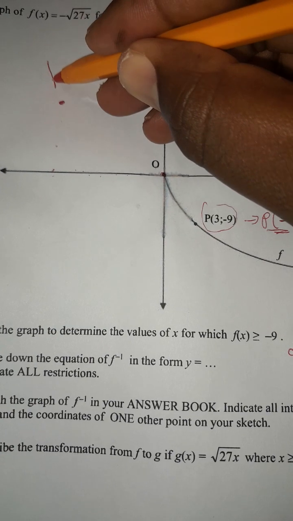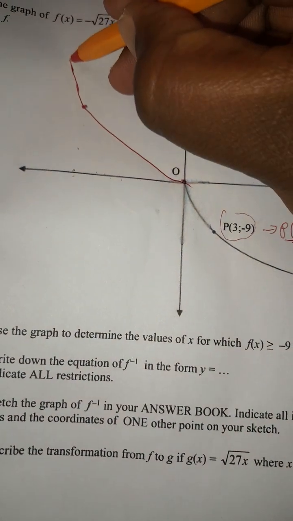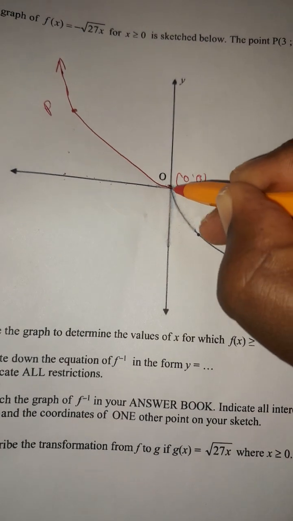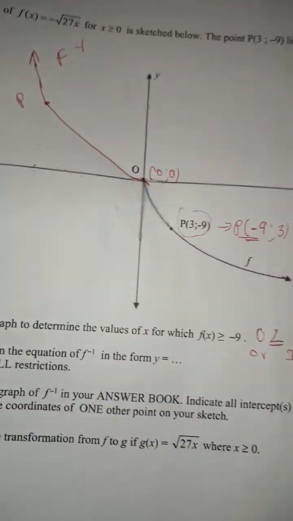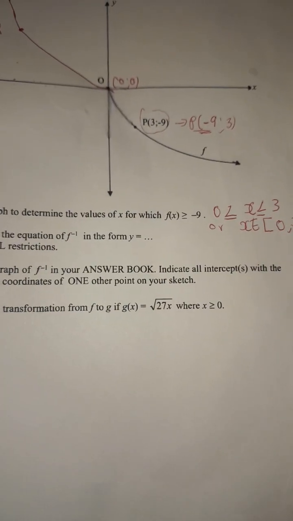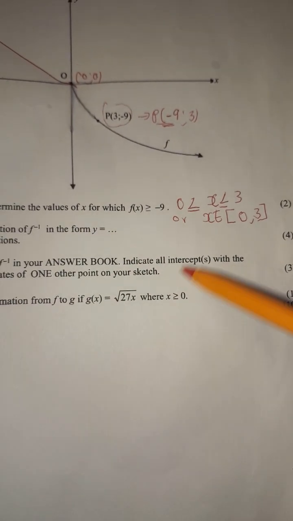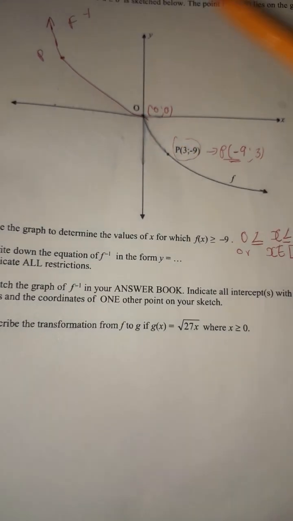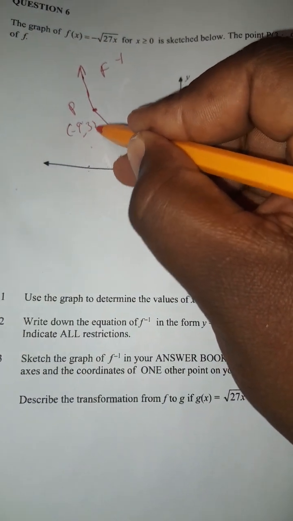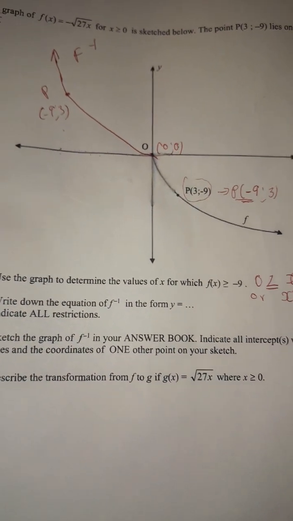That point will go and connect here. We also have the origin, it's going to stay at (0; 0). So this is the graph of the inverse, and we also have the graph of f. In that manner, you would have done that part, and that's how the 3 marks came about. You also have your x and y intercept, which is 0, and you also have the other point there, which will be (-9; 3). Remember at first it was (3; -9), so the new coordinate will be (-9; 3).